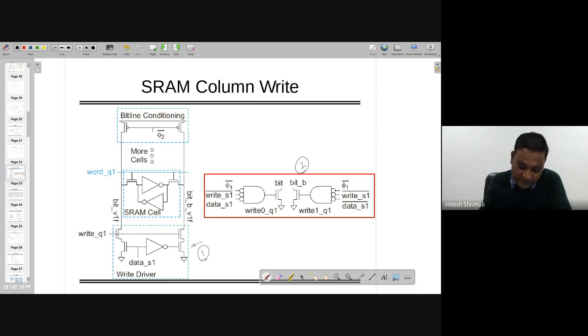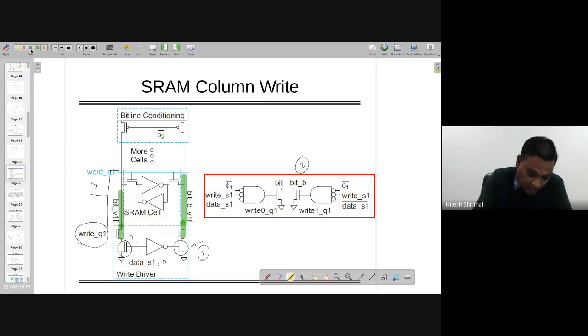Option number 1 says that if I want to write, if both are 1, then both the lines, bit line and bit line bar, are going to be on. Now the whole thing depends on what these values are. If data_S1 equals 0, then this transistor is off, and because of the inverter, this transistor is going to be on. In that case, this line is written with 0, and the other line cannot go anywhere because of the bit line capacitance, which was already pre-charged.